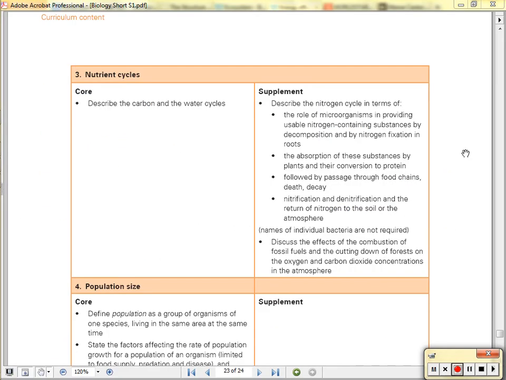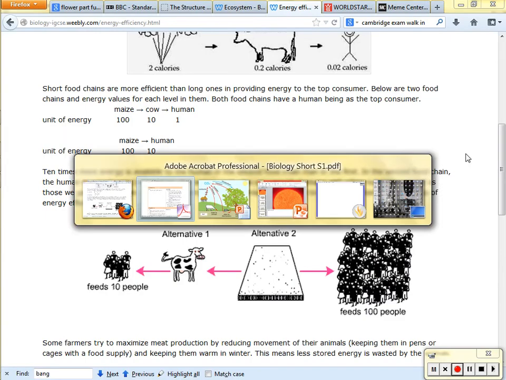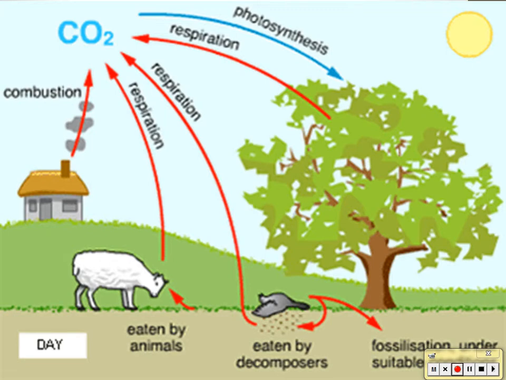All right, on to the fun stuff, the carbon and the water cycles. So let's find this. Let's start with the carbon cycle. The same amount of carbon that was on the planet a gajillion billion years ago is on the planet now, just in different forms. So we'll start with photosynthesis.